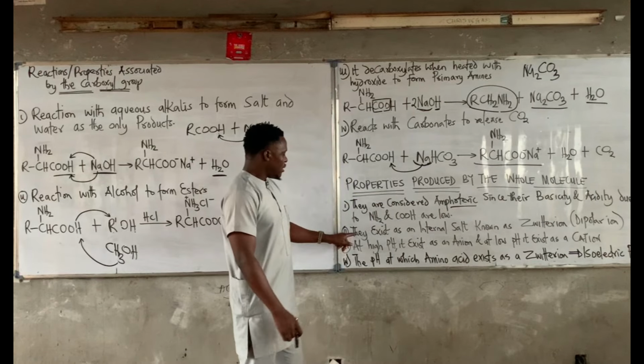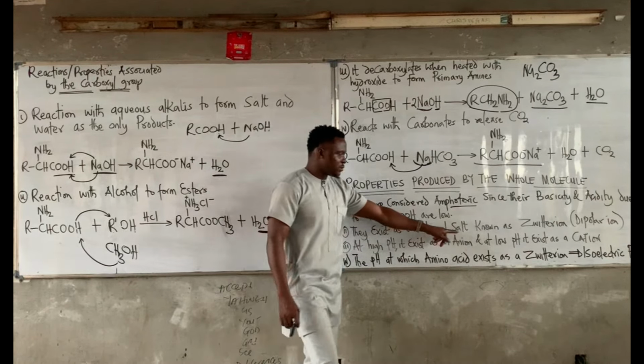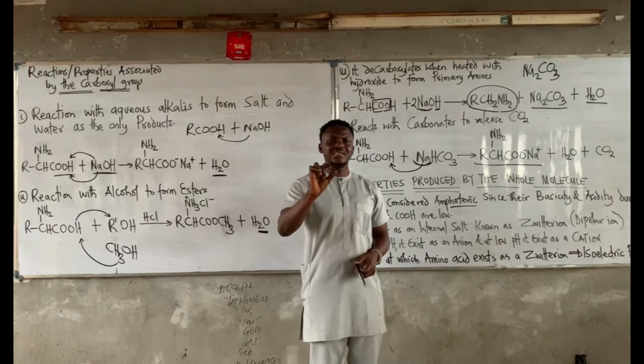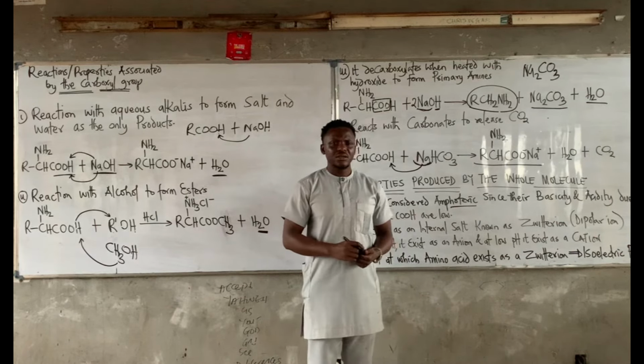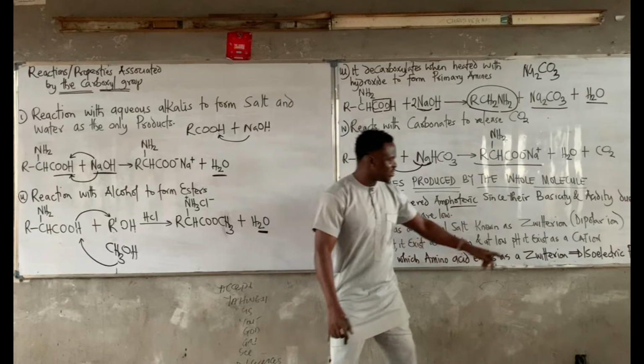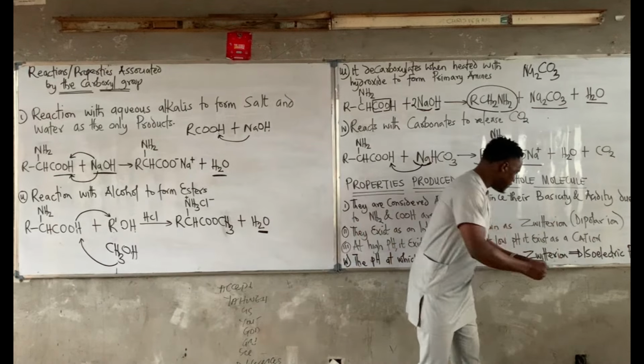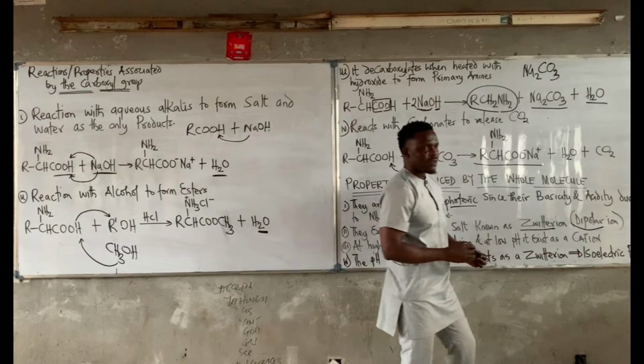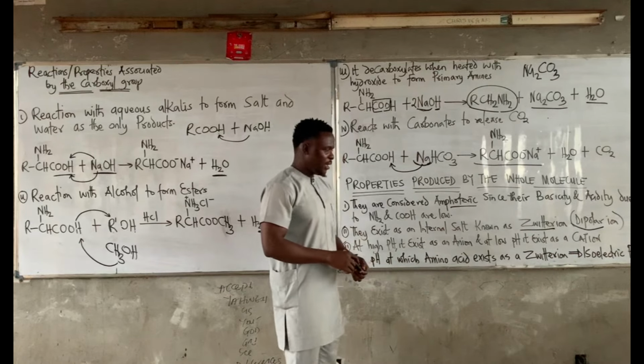Now, they exist as an internal salt known as zwitterion. Just in case you're being asked, amino acid exists as an internal salt known as dash. The answer is zwitterion, which is known as dipolar ion. Zwitterion is another name for dipolar ion. Take note of that. Okay?